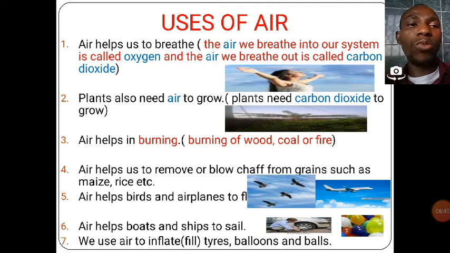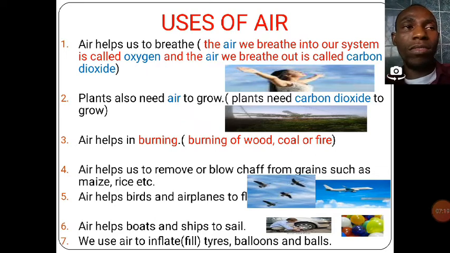4. Air helps us to remove or blow chaff from grains such as maize and rice. If we can recollect, our moms have been blowing chaff or the unwanted parts of our grains such as maize, rice, and etc. by the use of air. They stand in an open space, and then with the help of air they blow the chaff out of the grains they are about to cook for us or process.